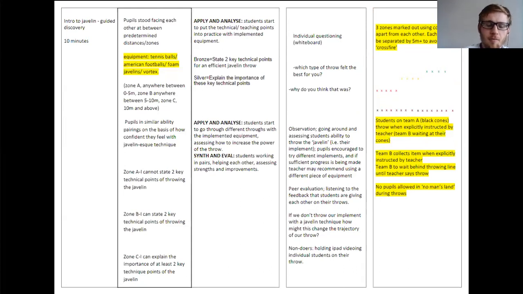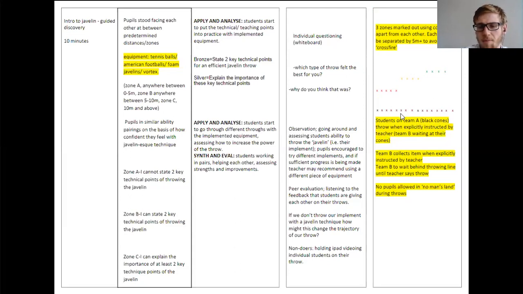And given that we use different pieces of equipment, I've also looked to cater for pupils who might have struggled with the actual javelin itself. So in regards to what that might look like in a lesson format, we'd have Team A throwing over shorter distances in the cones marked on the left-hand side of this final column.